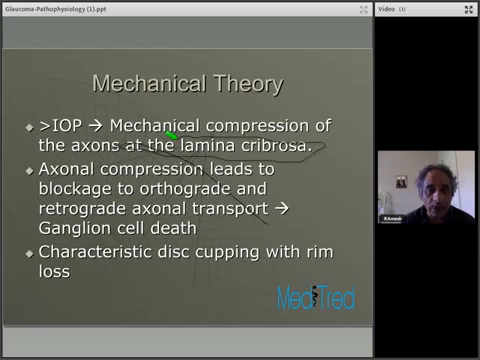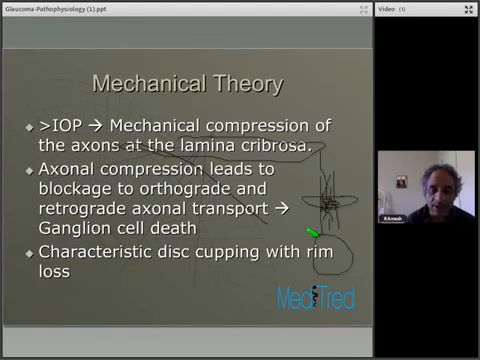Axonal compression leads to blockage of the orthograde and retrograde axonal transport, as you can imagine. And this is pretty easy to imagine. Here is your axon, and there is a flow of fluid, transport material coming to and fro from the eye and away from the eye. And if you compress this with elevated IOP, then you end up with axonal compression. And once you compress this axon and there is no more flow in this area, then you've got a problem in the sense that the ganglion cell from where this is originating is going to die. And that's the mechanical theory for you.